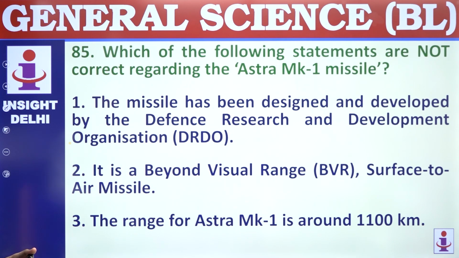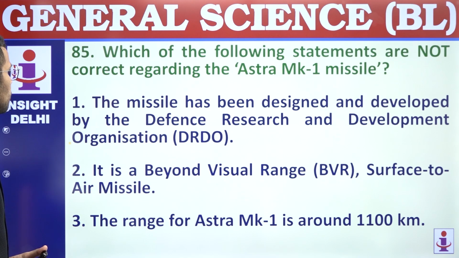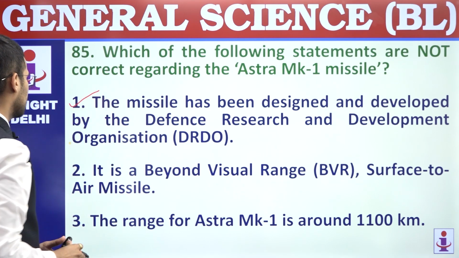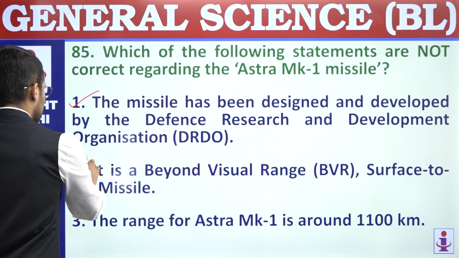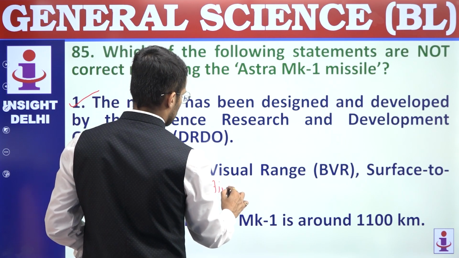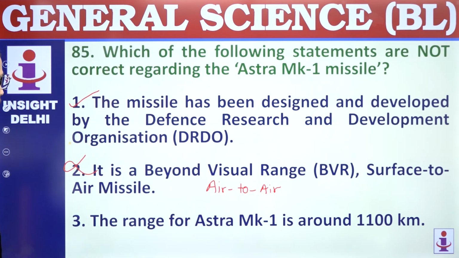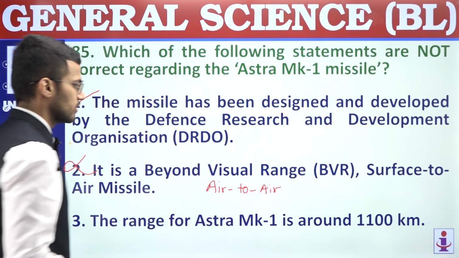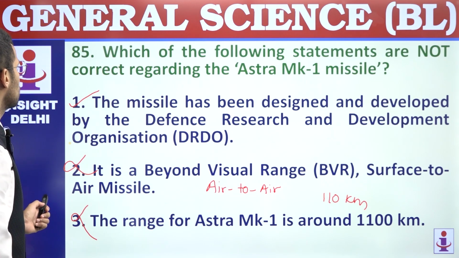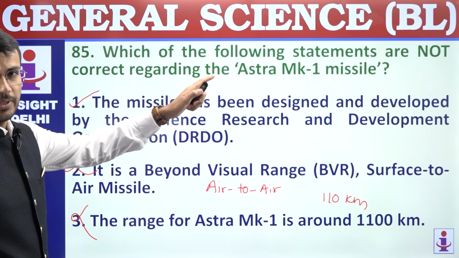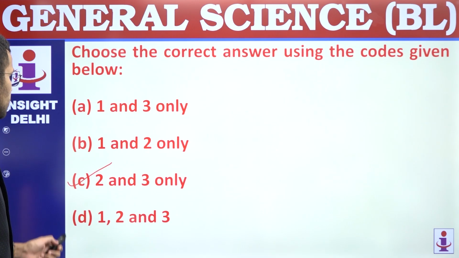85, which of the following statements are not correct regarding the Astra Mark 1 missile? First, the missile has been designed and developed by the DRDO. Correct statement. Second, it is a beyond visual range BVR surface to air missile. This statement is incorrect because it is air to air. It is not surface to surface, or it is not surface to air, it is air to air, and that's why second statement is incorrect. Third, the range of Astra Mark 1 is around 1100 kilometers. It is not 1100, it is 110 kilometers, and that's why third statement is also incorrect statement. Right, so only first statement is correct. We are supposed to find out statements which are not correct. So second and third statements are not correct, and hence answer is C. Question number 85, answer is C.